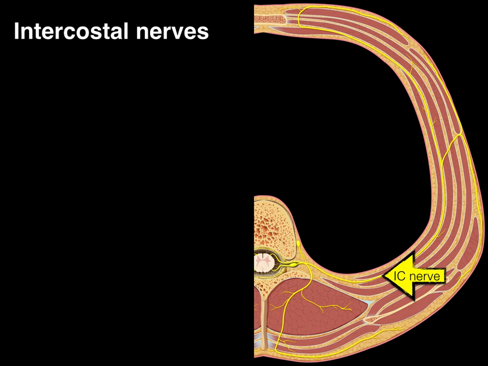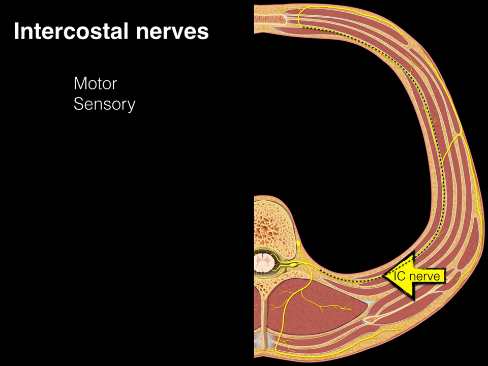A better example would be Foothill Boulevard. You follow it down, it then becomes 500 South. Exact same road, just changes its name. As soon as you get in between the ribs and in the intercostal spaces, it becomes an intercostal nerve. And the intercostal nerve you see dotted out all the way throughout that entire intercostal space.